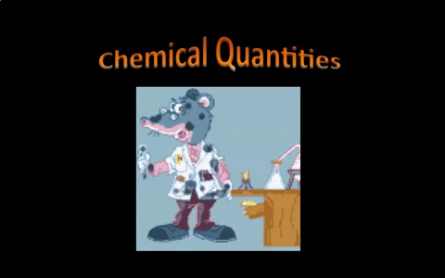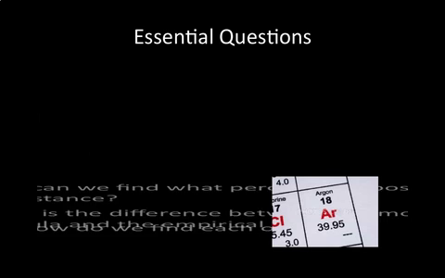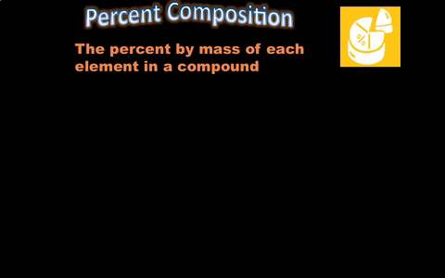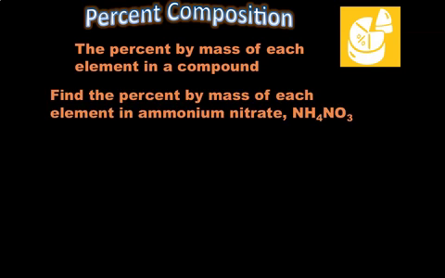The topic for this video is chemical quantities. The essential questions are: how can we find the percent composition of a substance? What is the difference between the molecular formula and the empirical formula, and how do we find each one? The percent composition is the percent by mass of each element in a compound.